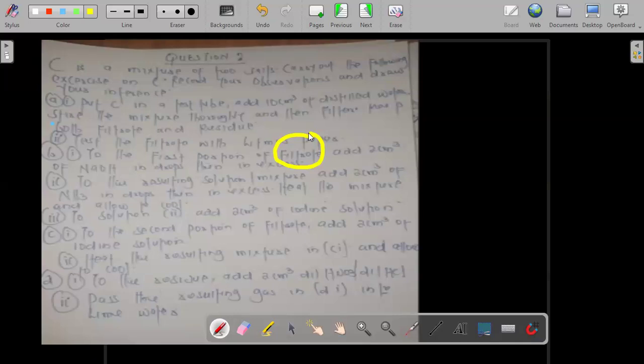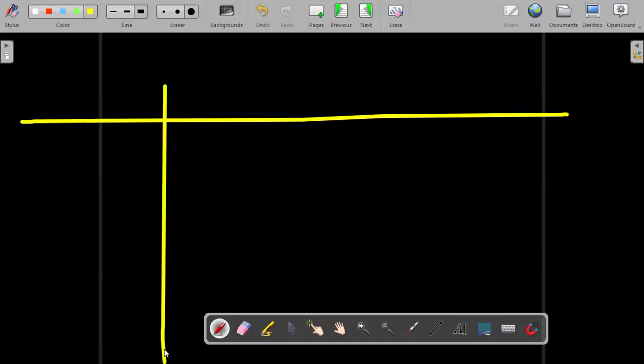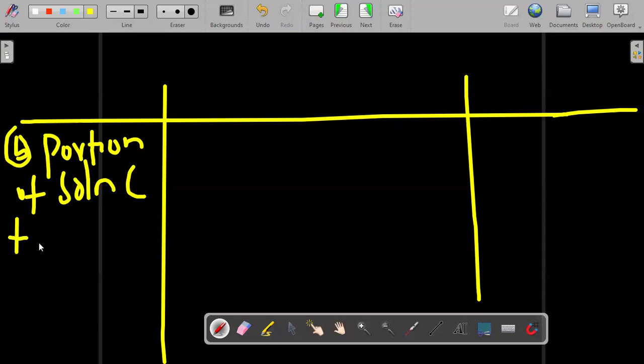Have you done that? Yes. Okay. So, first portion of solution C plus what? Sodium hydroxide in drops, and what? In excess. So how do you present that? The same table, we are continuing. No need to write test, observation again. We are continuing with the table. Don't write a different table. So I will not say question B now. Then I put B. Portion of solution C plus sodium hydroxide.